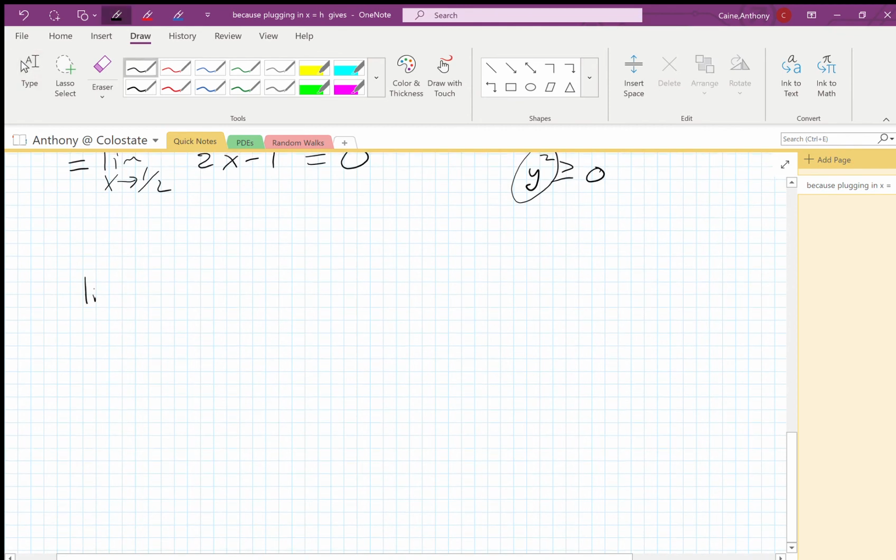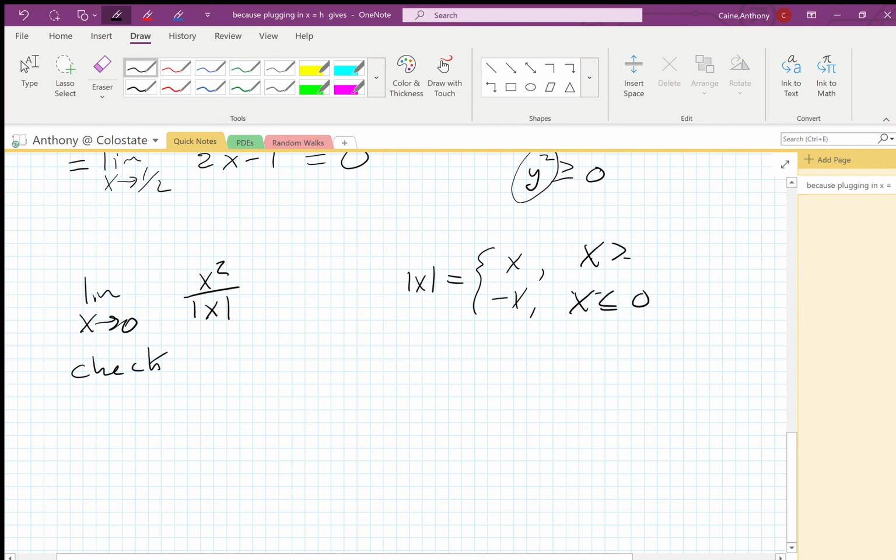This time, let's look at the limit as x goes to 0 of x squared over the absolute value of x. This time, absolute value of x is actually a piecewise function. It's x when x is positive and minus x when x is negative. All right, I'll write it out.